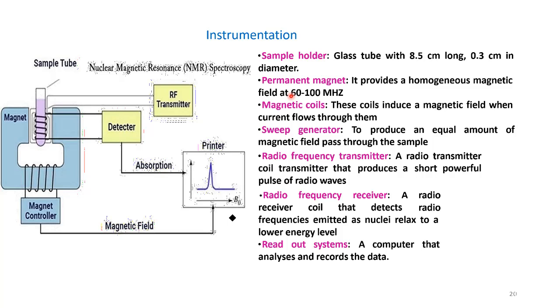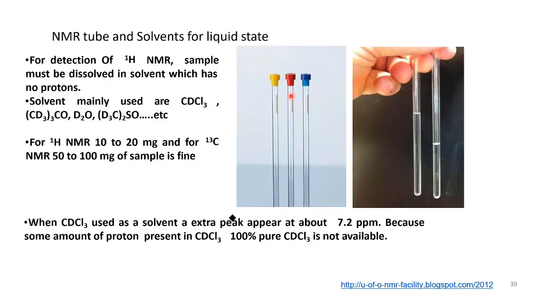Then we have magnetic coils. These coils induce a magnetic field when current flows through them. Then the sweep generator produces an equal amount of magnetic field passing through the sample. Then the radio frequency transmitter transmits radio signals to the coil, and that produces a short powerful pulse of radio waves. Then the receiver collects the radio frequency emitted by the nuclei upon relaxing to the lower energy level, and it is recorded in the readout system, and that is how we get the peaks in the system.